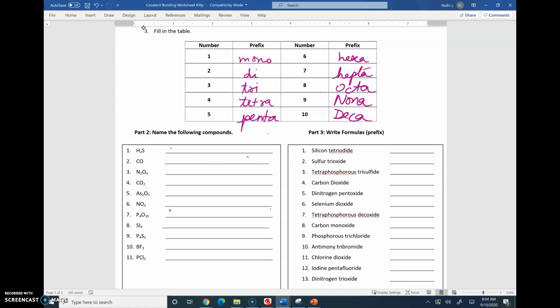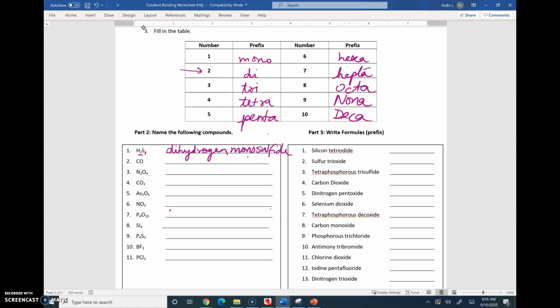Now, let's talk about naming these. What you're going to focus on is these subscripts here, or if there isn't one for the second one. For example, sulfur is 1. So you see 2 here for hydrogen. You come here. The prefix for 2 is di. You're going to use dihydrogen. Mono sulfide. Why mono? Because the sulfur is 1. So for 1, the prefix is mono.